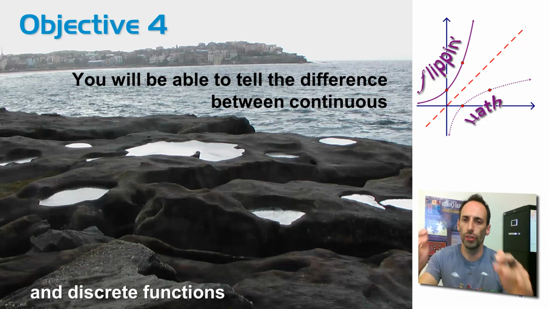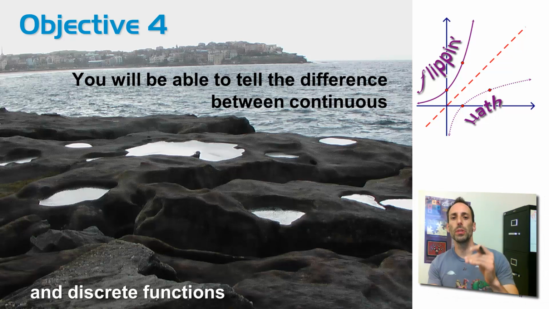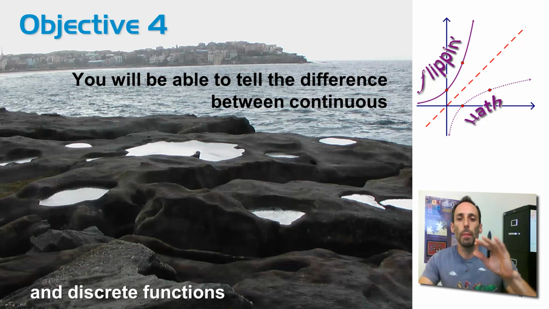Finally, here's the last objective. You're going to be able to tell the difference between continuous and discrete functions. In the picture that I chose here, I'm going to say it's the Mediterranean Sea. Let's just say that's what it is. Okay, and I broke up the words where they're at on purpose.